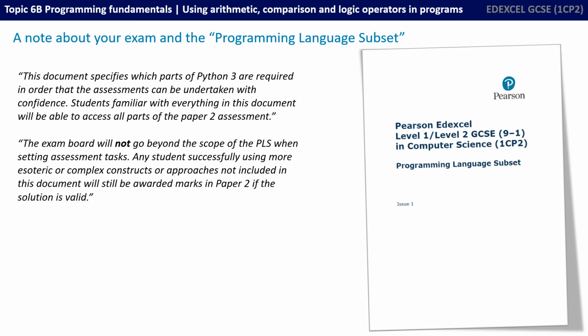So the exam board at EDEXCEL have released a document that they call the programming language subset, which you can see here on the right. This document specifies which parts of Python 3 are required in order that the assessment can be undertaken with confidence. Students familiar with everything in this document will be able to access all parts of the Paper 2 on-screen assessment. The exam board will not go beyond the scope of this document when setting you any questions in the Paper 2 exam. Any students who do successfully use more complex methods, which are not included in the document, will still, however, be awarded marks.